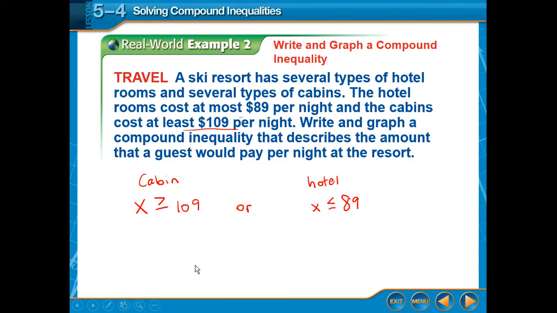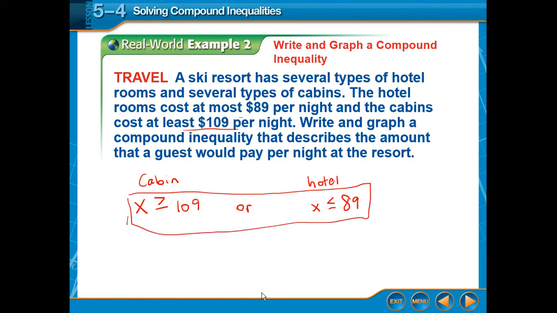So when we go to graph this, this is our system, our compound inequality. It's this or this. So when I graph an or statement, let's say I have 70, 80, 90, 100, and 110. So 109 is about here.